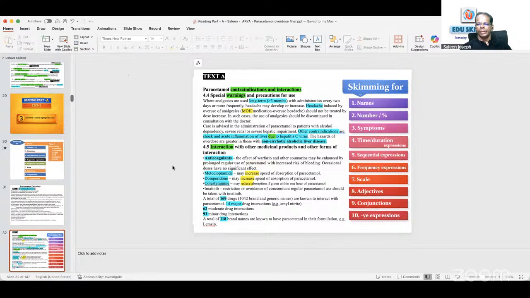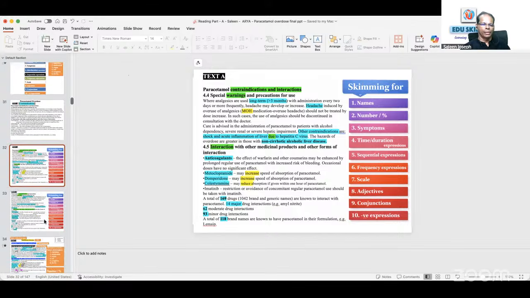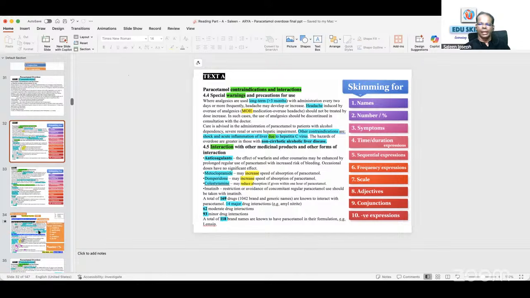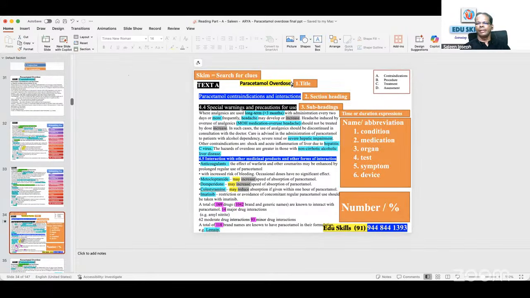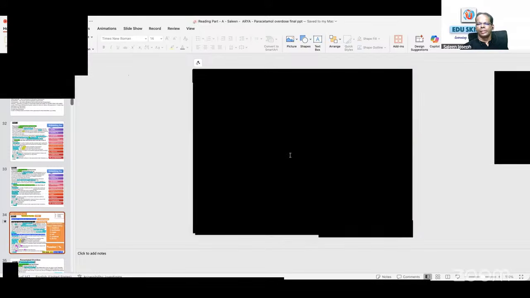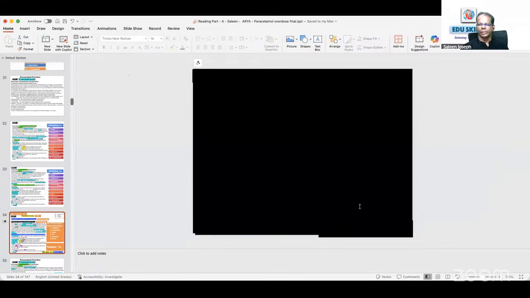Okay. So that is how we highlight the clues. Skimming for clues. Normally you get the answer from these things. Let's see next. We have to identify these: a title, section heading, subheadings. Then you have names, abbreviations, conditions, test names, hepatitis C virus, non-cirrhotic alcoholic liver disease, all names of conditions. Then you have names of medicines. Then you have numbers.